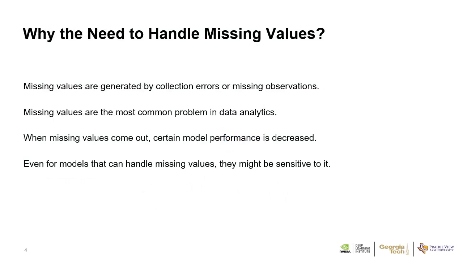Obviously, it is imperative to deal with missing values for the following reasons. Missing values are generated by collection errors or missing observations, which is difficult to avoid. Missing values are the most common problems in data analytics. When missing values come out, certain model performance is decreased since missing values will lead to model bias. Even for models that can handle missing values, they might be sensitive to it. Moreover, the model performance will be reduced with the increment of missing values, such as data analytics on streaming data.